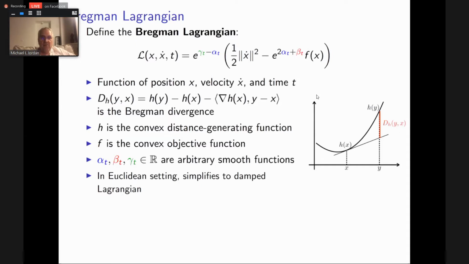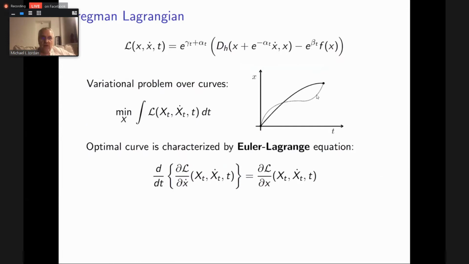Okay, so there's your Bregman divergence, which generates a Lagrangian. What do you do with Lagrangians? Well, you do calculus of variations. You put them inside of an integral. That gives you a number, often called the action. Then you minimize that over paths. So maybe on that black path there, this integral is minimized. And so that's the solution to the problem.